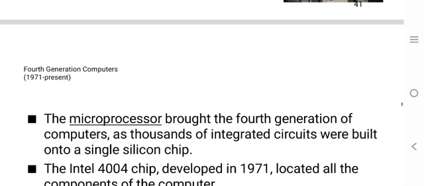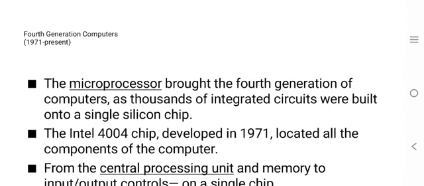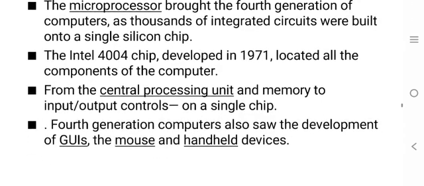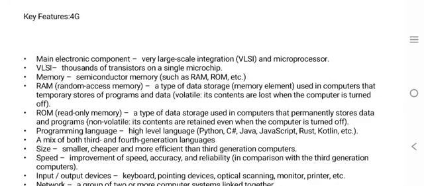Now the next one is the fourth generation. The fourth generation computer was developed from 1971 to present. Here the microprocessor was introduced. The microprocessor brought the fourth generation computer, as thousands of integrated circuits were built on a single silicon chip. The central processing unit, the memory, and the input output controller were placed on a single chip. The fourth generation also saw the development of GUI, graphical user interface, the mouse, and handheld devices. These are the main key features of the fourth generation of computers.